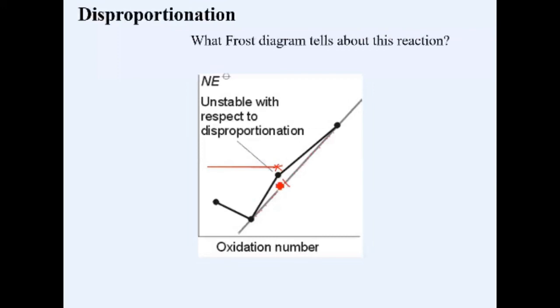The rate of converting this way is more than the rate of converting the other way. The rate may not be 50-50. The rate will be more here because this species is more favorable than this, but the decomposition will occur. That is the beauty of how the Frost diagram can tell about disproportionation.